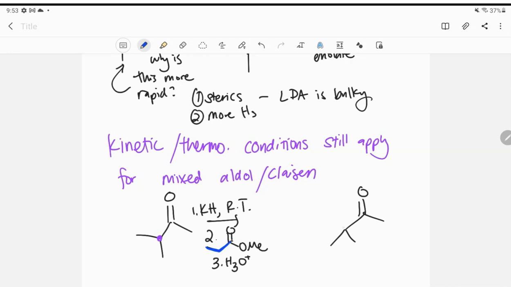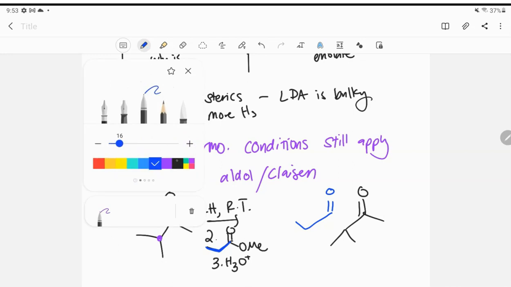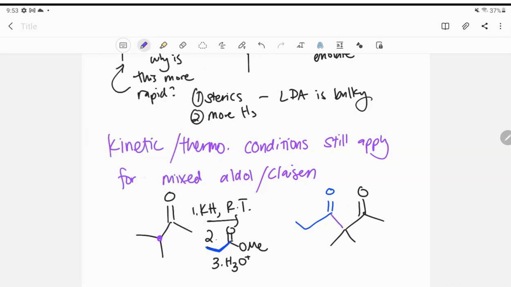And I'm going to do these in blue just so we can see this. So now we have formed a bond to our blue carbon, and that new bond will be the purple one, the new bond that's formed. All right, so we're forming a new bond there between the purple carbon and the carbonyl of our electrophile. Electrophile will kick out the methoxide, and then we'll be okay with that.